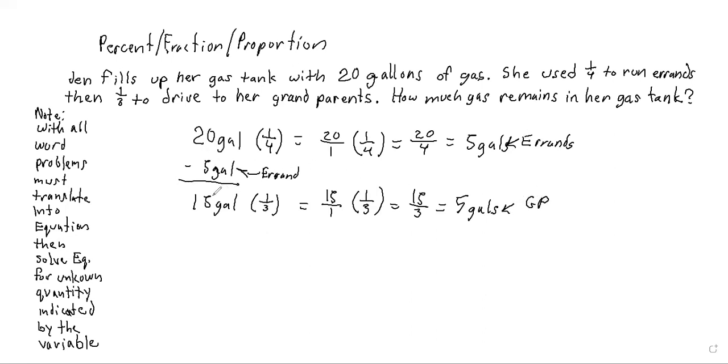So we have to subtract that now from the 15. So 15 gallons, she drove to grandparents, she used 5 gallons, so it's 15 minus 5. We end up with 10 gallons left. So the answer to the question, how much gas remains in the gas tank, is 10 gallons. And this is what you would see in the answer list.